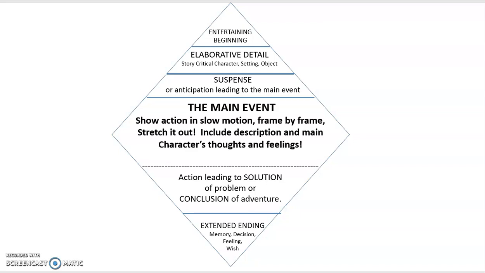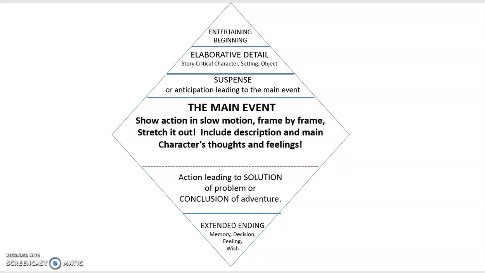So this is called the narrative writing diamond, and what I'm going to do is go through the diamond, and then we're going to look at pages 7 and 8, and you're going to highlight some examples of each one of these. And so let's go ahead and get started.